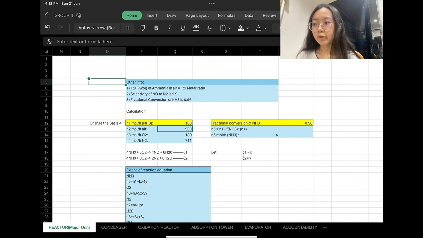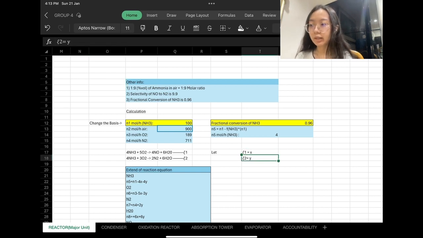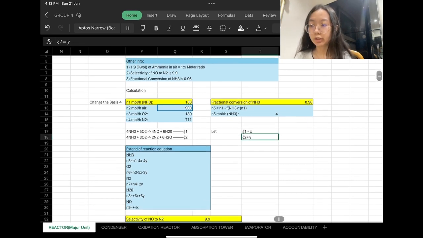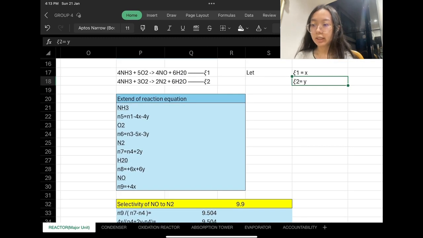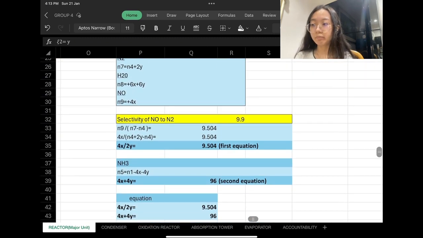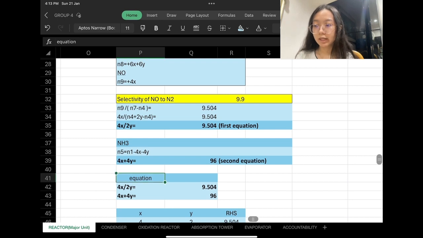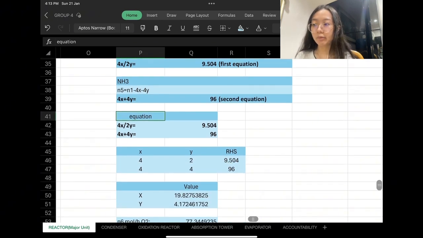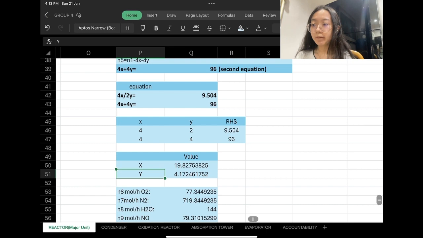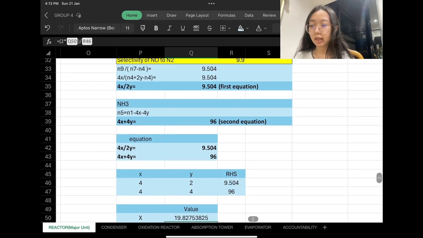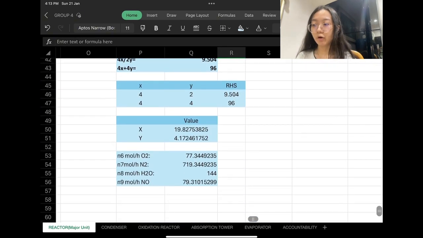For the calculation, I'm using the extent of reaction method to calculate the outlet molar flow rate, using 100 mole per hour inlet ammonia and 900 mole per hour of air. Let the extents of reaction be X and Y for easy understanding. Then I set up the equation for all components here. After that, I substitute and rearrange them to form two new equations. Then solve them simultaneously and we will get our X and Y values. Substituting back into the reaction equation, we finally get our outlet molar flow rate for all components.